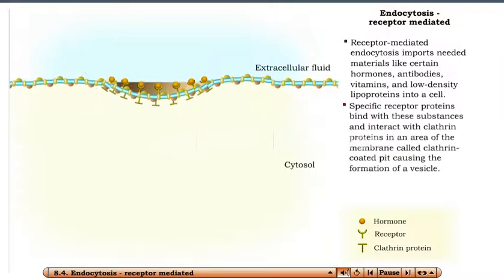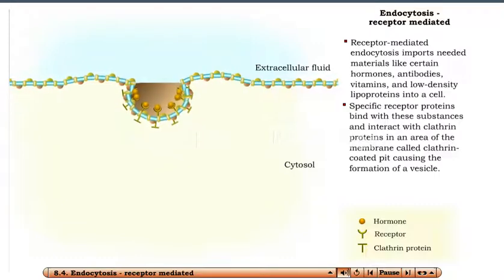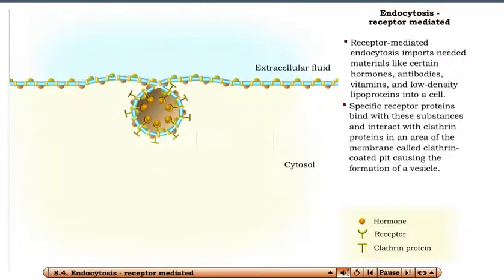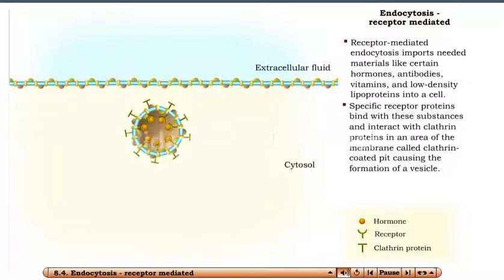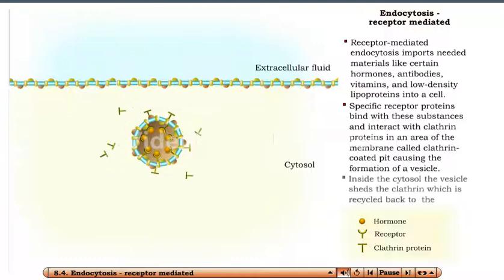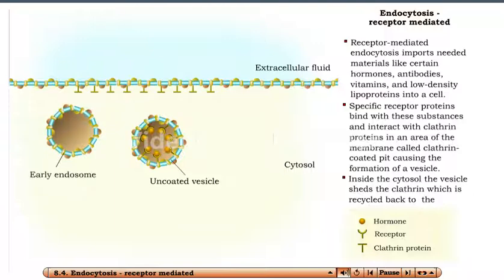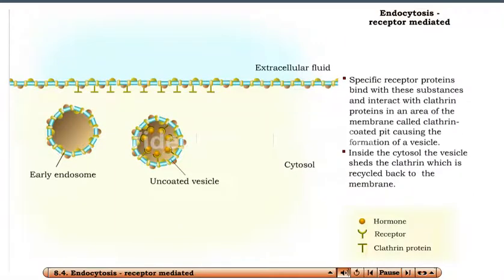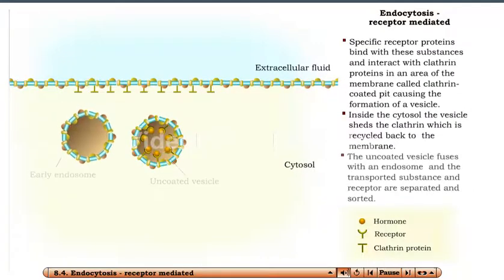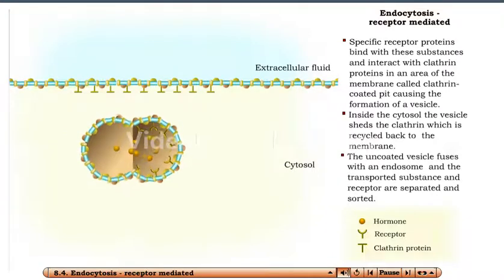When the coated pit and receptor interact, the membrane folds inward to form a vesicle surrounding the substance and receptors. Once inside the cytosol, the vesicle loses its clathrin, which is recycled back to the membrane. The uncoated vesicle now fuses with a vesicle called an endosome, where the substance and the receptor are separated and sorted.